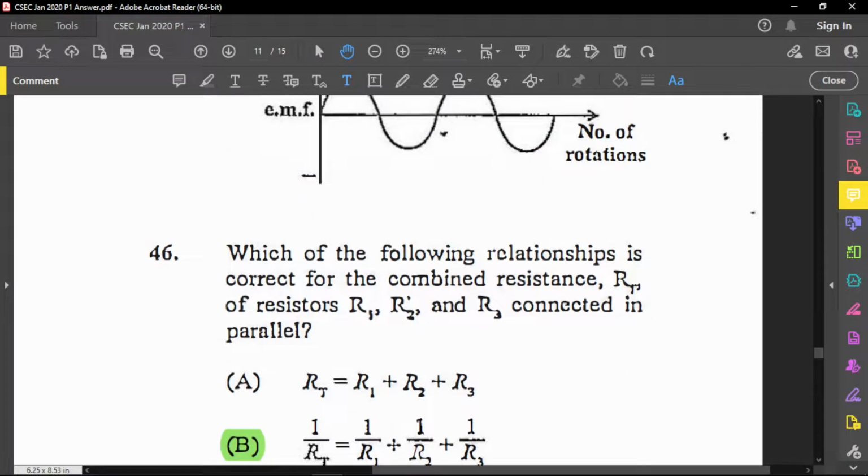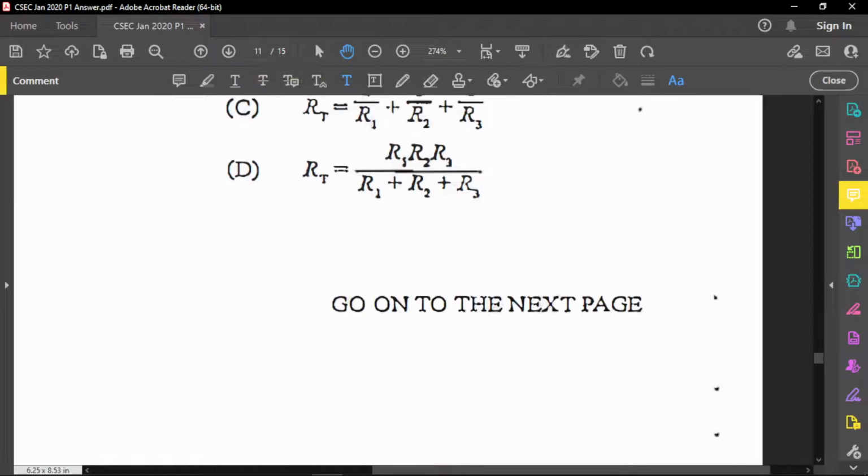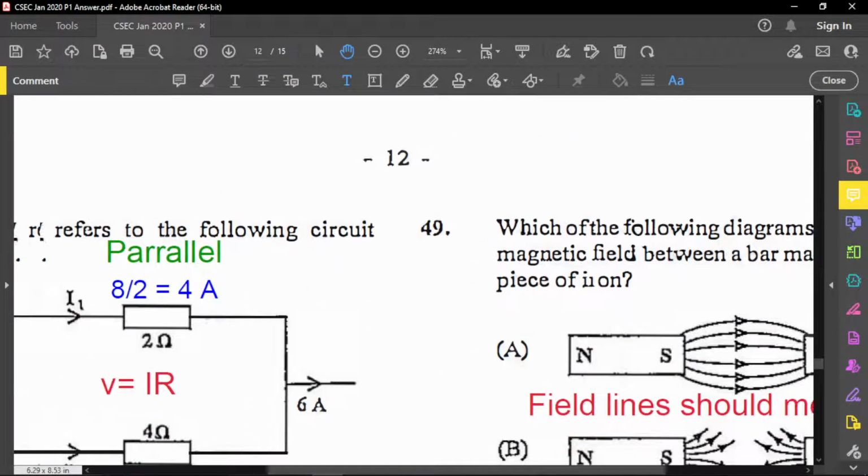All right, for 46, which of the following relationships is correct for the combined resistance, RT, of resistors R1, R2, and R3 connected in parallel? You're not seeing it properly in terms of RT and so on, but the first R is RT, then you have R1, R2, R3, so there are three resistors in parallel. So 1 over RT is equal to 1 over R1 plus 1 over R2 plus 1 over R3, so B is the correct answer. I know most of you will remember that formula anyhow. All right, so number 47. We're coming close to the end.